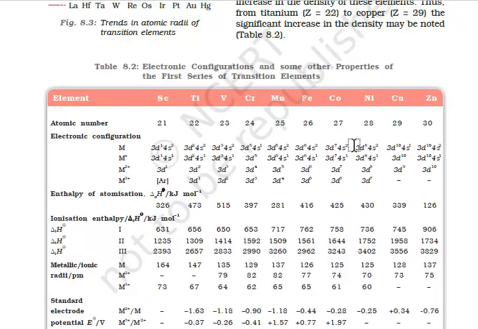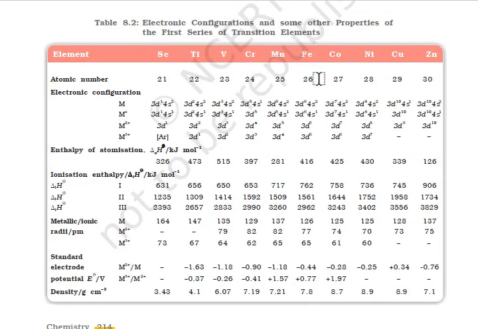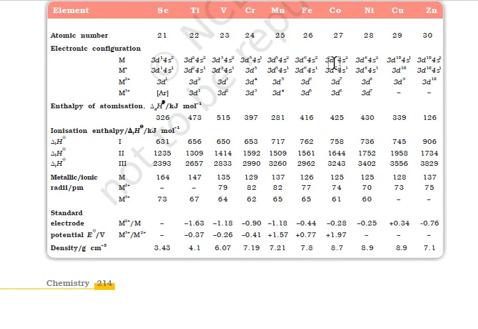Here are some of the properties given for your first series elements: scandium, titanium, vanadium, chromium, manganese, iron, cobalt, nickel, copper, zinc. You can read it out. All the properties are given here: atomic number, electronic configuration, and the enthalpy of atomization is also provided.